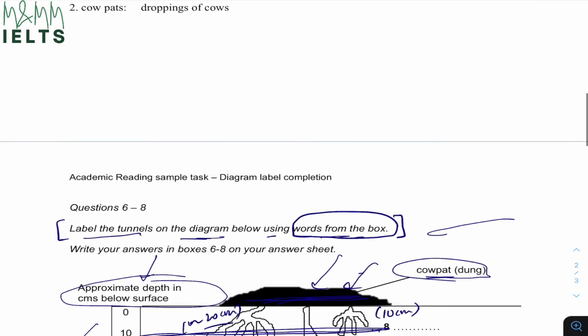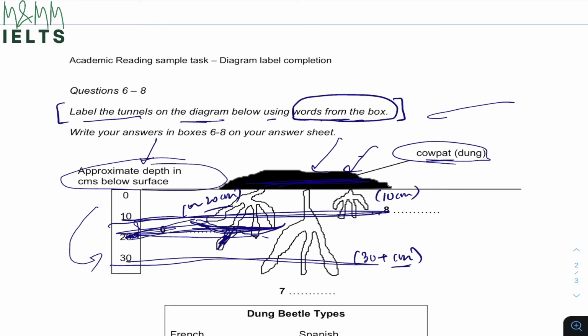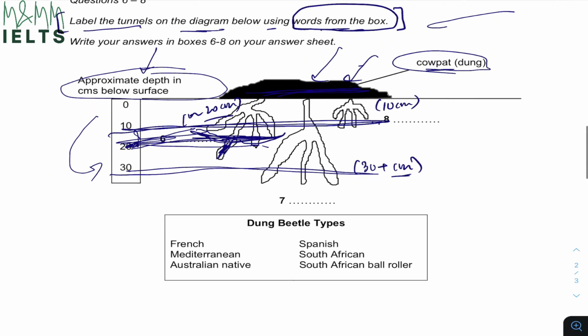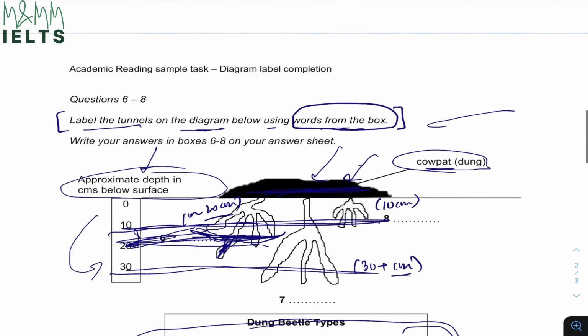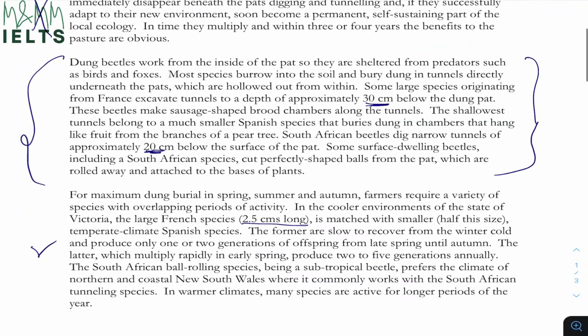Now back to the question. I can see that French, Spanish, Mediterranean, Australian native, all these words. I'll try to find these answers and relate what centimeters are each. So what I want you to do now is, again, pause the video and read the second paragraph for me and try to understand if you can find any information from there and hopefully any answers.